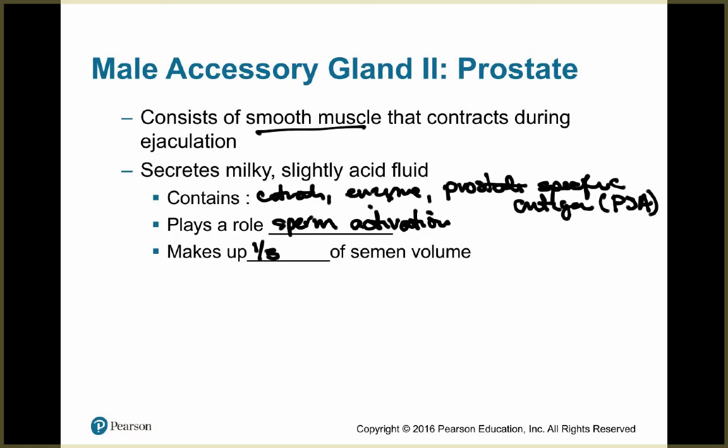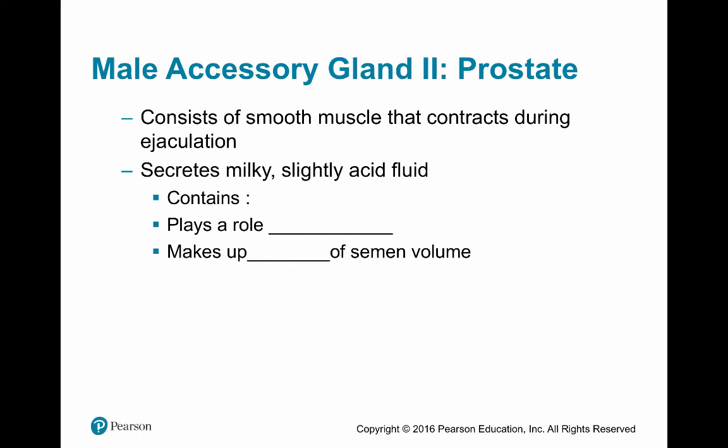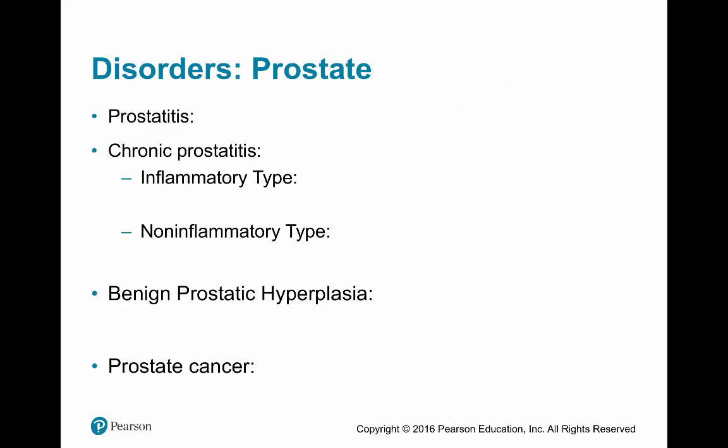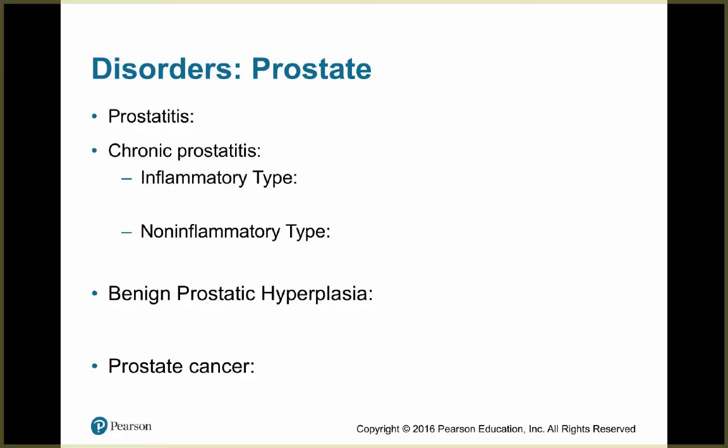Now, there are homeostatic imbalances associated with the prostate gland. So let's talk about a few of them really quick. And some of you guys may end up suffering from this. I know I've had family members have these problems. So prostatitis is something that's actually pretty common. And this is overall an inflammatory disorder. It can be caused by bacterial infections.